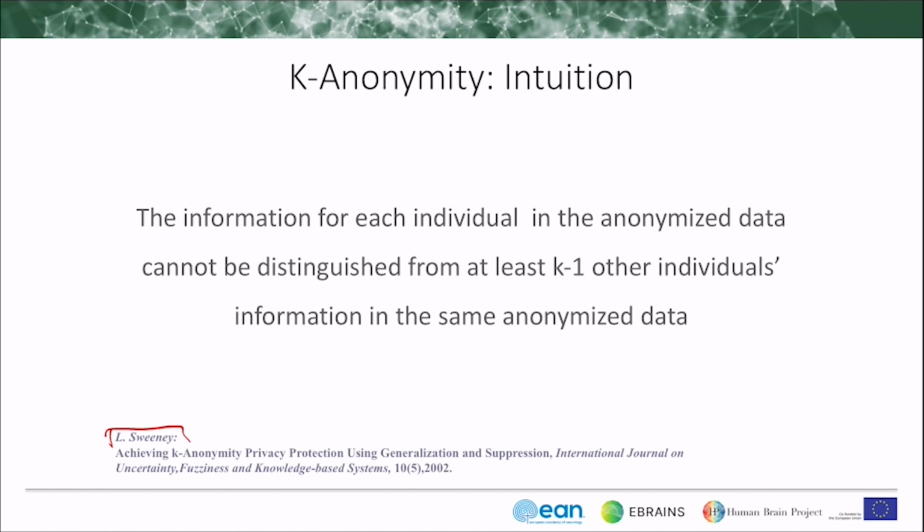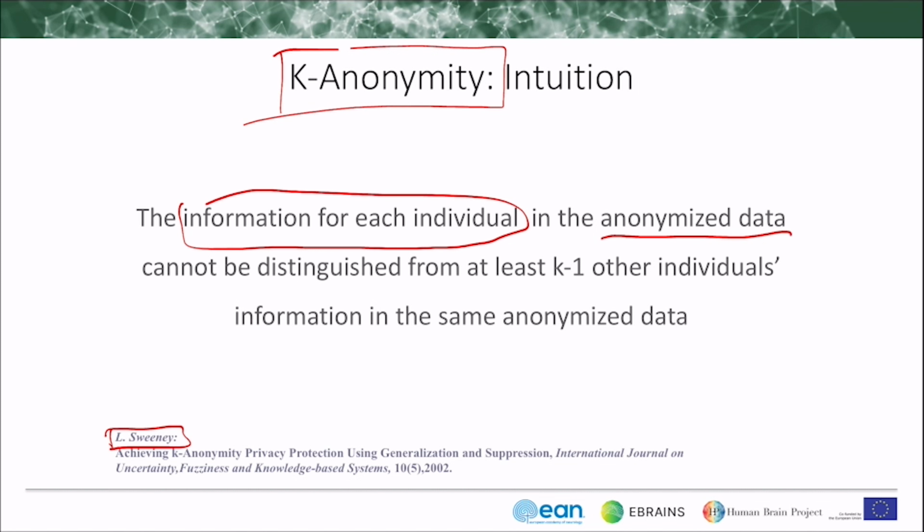The same researcher who first ran this attack also proposed a privacy principle, a privacy model called k-anonymity, that aimed to avoid re-identification. The basic idea of k-anonymity is that, given anonymized data, the information about an individual should not be distinguishable from the information of other k-1 individuals, where k is just a parameter. So basically, you are not able to uniquely identify the record associated with a given individual, but you are able to identify k records among the anonymized dataset.